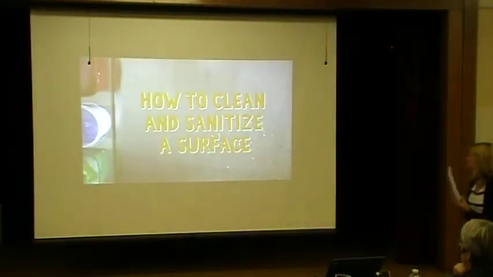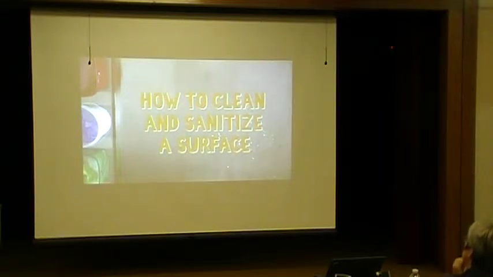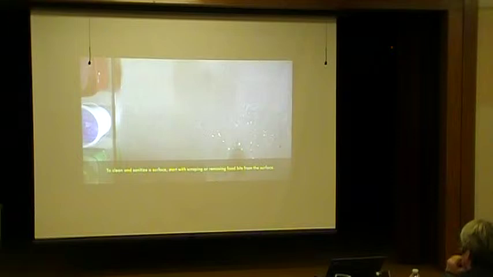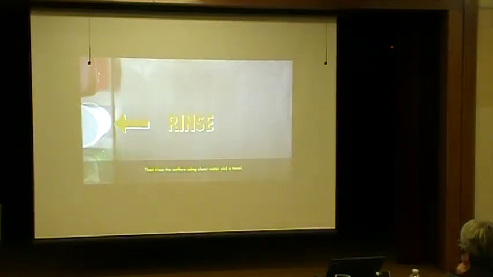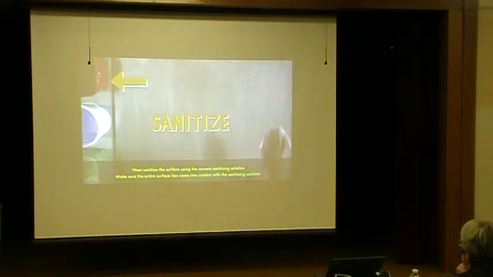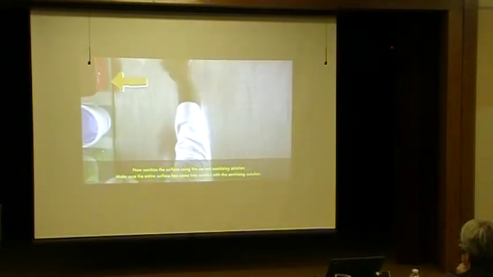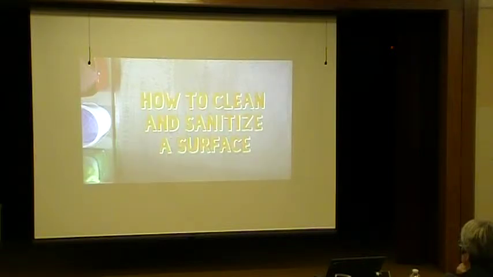How to clean and sanitize a surface. To clean and sanitize a surface, start with scraping or removing food bits from the surface. Next, wash the surface with an approved cleaning solution and towel. Then, rinse the surface using clean water and a towel. Now, sanitize the surface using the correct sanitizing solution. Make sure the entire surface has come into contact with the sanitizing solution. Finally, allow the surface to air dry. How to clean and sanitize a surface.